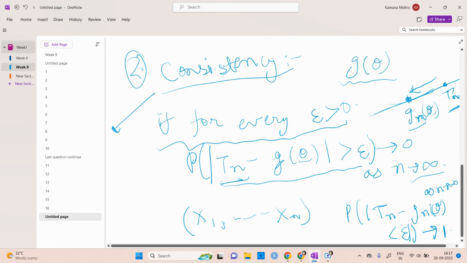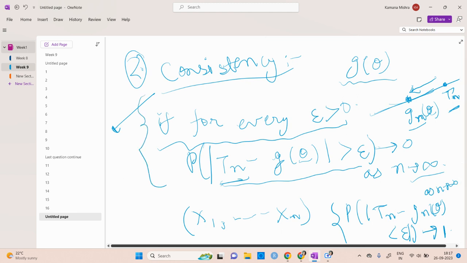So that means that the probability that Tn is equal to Gn theta as n tends to infinity should be equal to 1. We do not directly write it as equal to 1 because n tending to infinity means we have nothing like n is equal to infinity. So as n approaches infinity, the probability also approaches 1. This probability approaches 1, that means the other probability approaches 0. So this is how we define it.